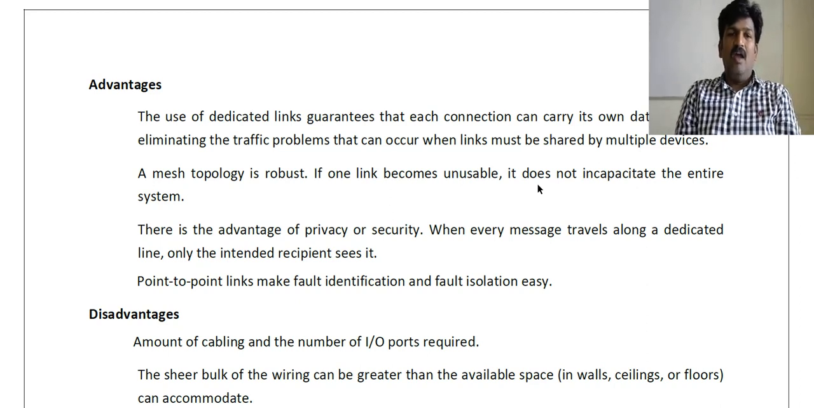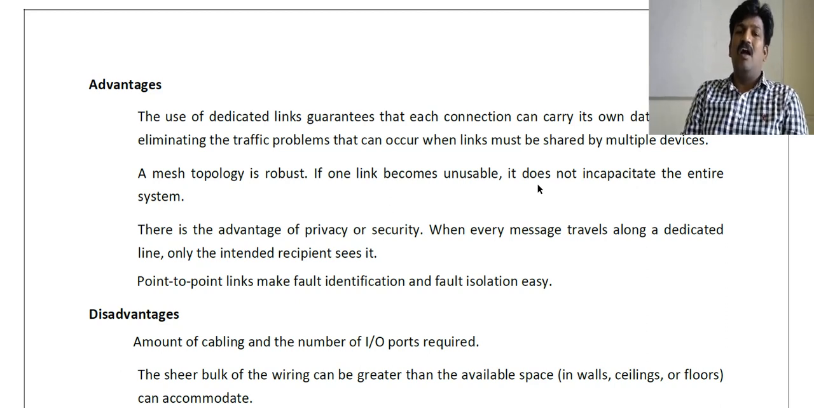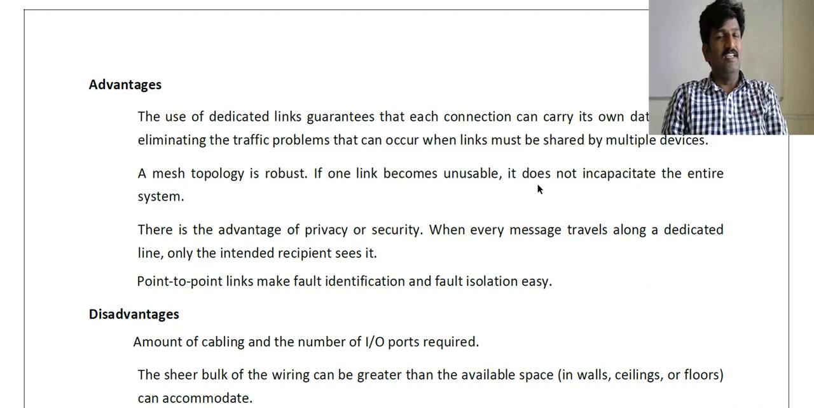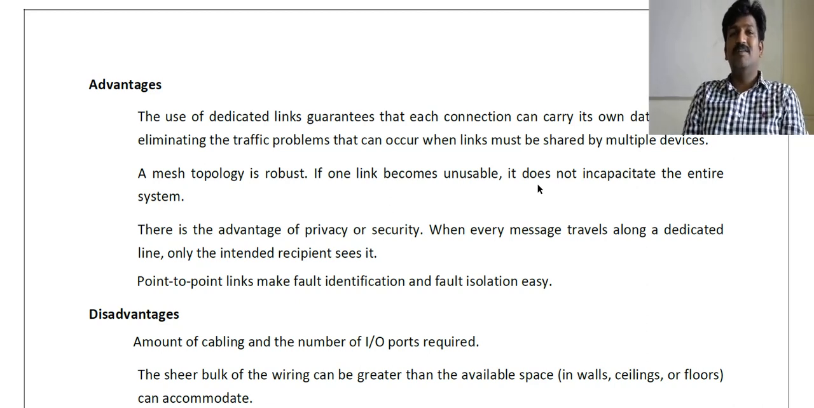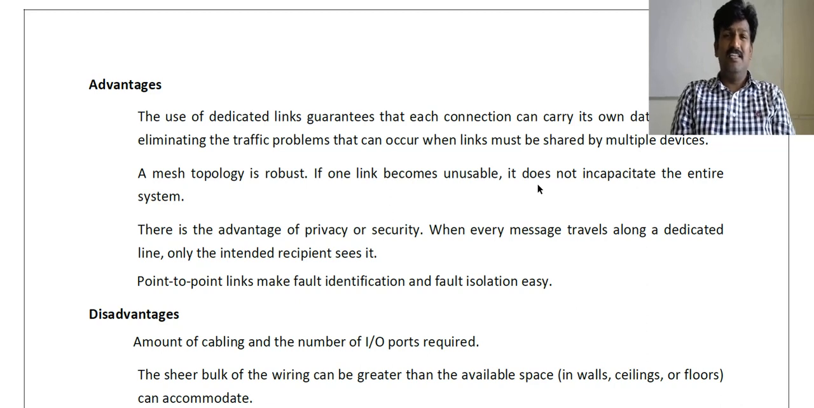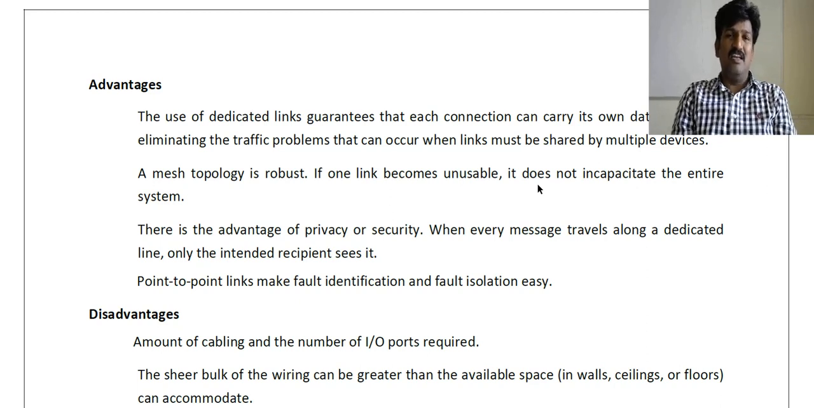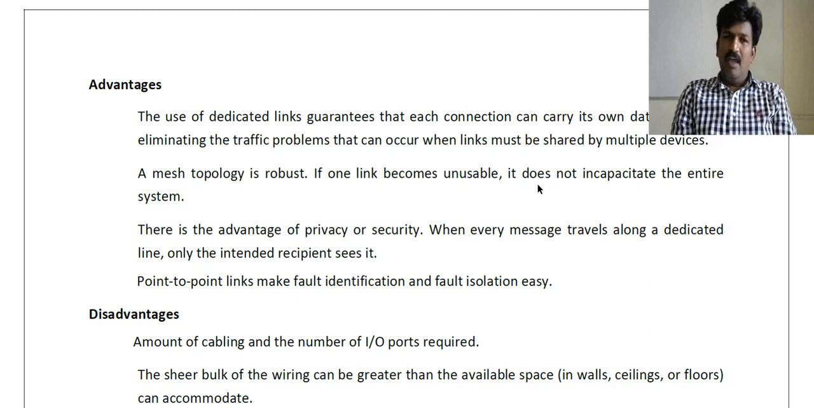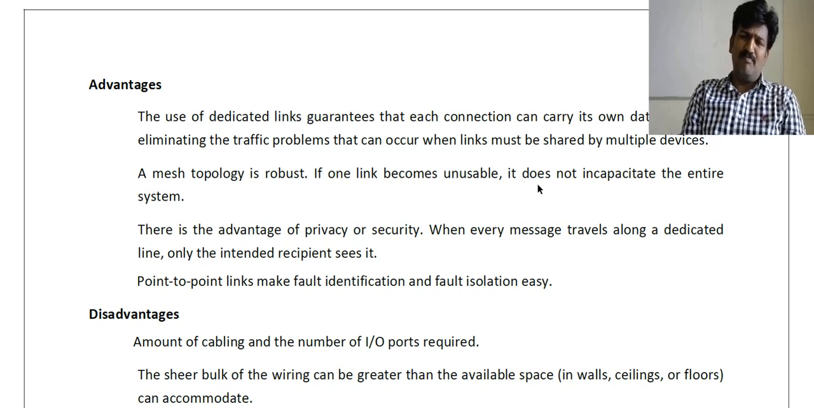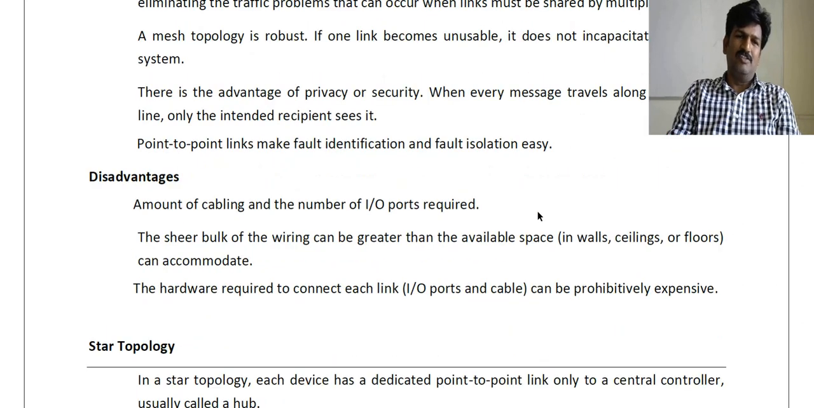And point to point links make fault identification and fault isolation very easy. If a fault is found over a particular link, it can be traced and isolated very easily. Why? Because a dedicated link is provided between the two computers. In addition to these advantages of mesh topology, you can also observe some disadvantages.